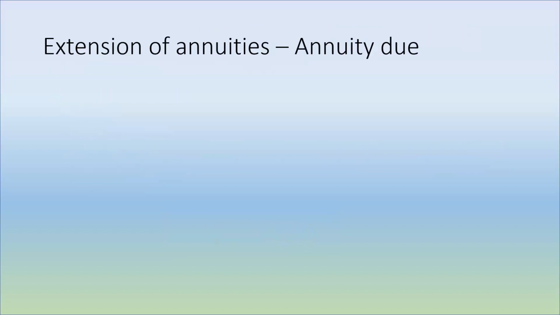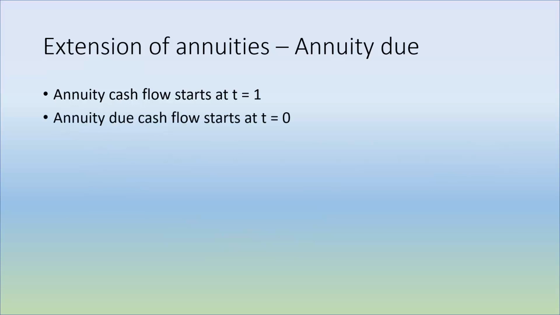Moving on. Now, what is an annuity due? It's pretty interesting, and it has a practical application, as we're going to see in a little mini case here in this particular presentation. Annuity due. An annuity's cash flow starts at t equals 1. Annuity due cash flow starts at t equals 0.